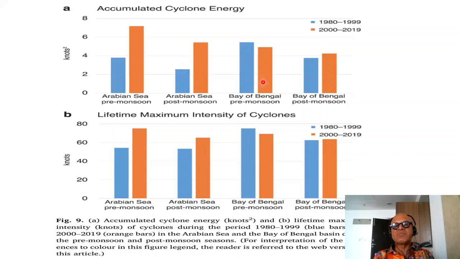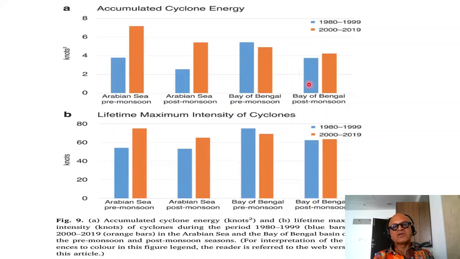But surprisingly, the Bay of Bengal has a slightly lower accumulated cyclone energy in the recent decades, whereas the post-monsoon shows a slight increase. So Bay of Bengal and Arabian Sea are remarkably different, which has to do with the background states themselves in terms of SSTs.